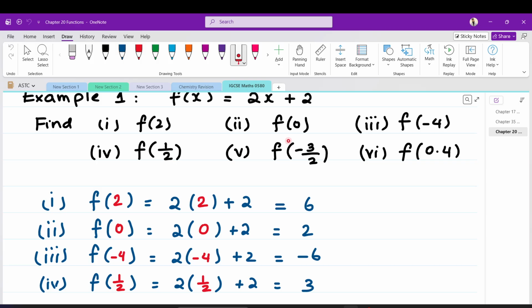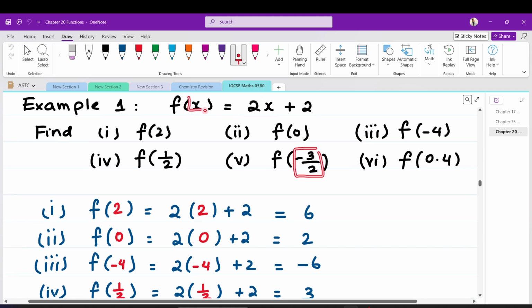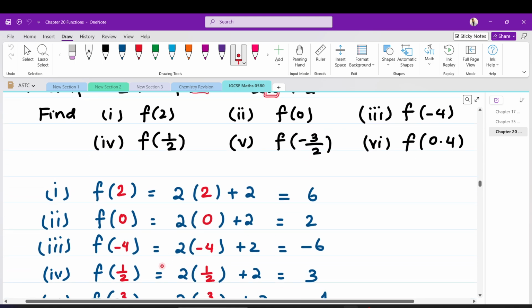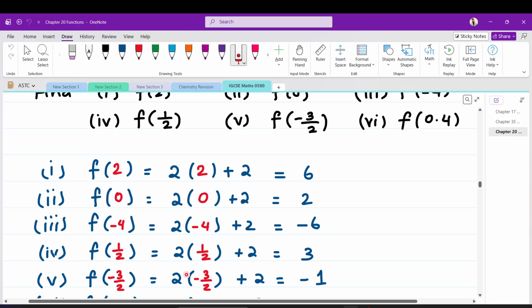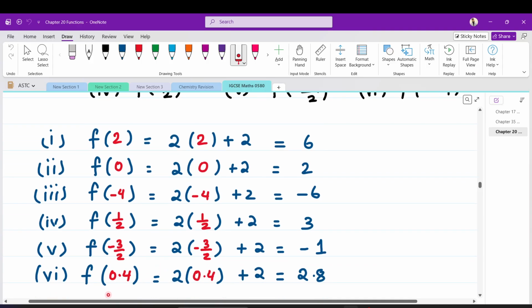Then number 5, f of minus 3 upon 2. Plug in the value of minus 3 upon 2 in place of x over here and x over here. That's what we've done here. This 2 again cancels with this 2, and now you're left with minus 3 plus 2, which is equal to minus 1. The last one is f of 0.4. We plug in the value 0.4 over here and over here. So 2 times 0.4 is 0.8. 0.8 plus 2 gives us 2.8.